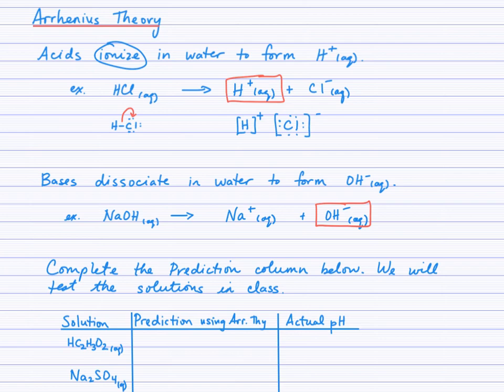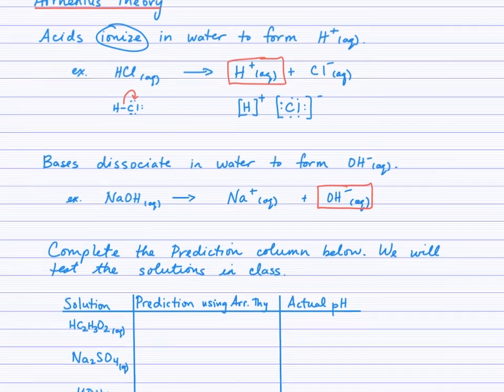Now, this theory itself is a little bit limiting because, first of all, it requires water to be the solvent, and that's not always the case, although it is very common. And secondly, there are substances that actually have pH greater than 7, and yet Arrhenius theory doesn't recognize them as basic. So in later courses, we will investigate other theories of acid-base chemistry, but for now, this Arrhenius theory is going to be useful for us.